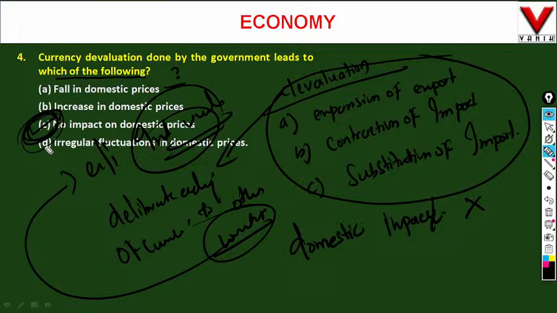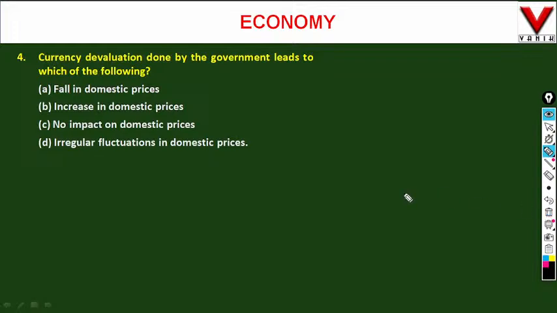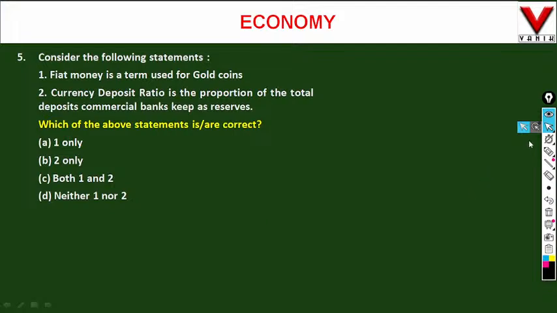Okay, let's move on to the next question. Consider the following statements. Fiat money is a term used for gold coins. Currency deposit ratio, CDR, is the proportion of total deposits commercial banks keep as reserve. Which one of the following is correct?